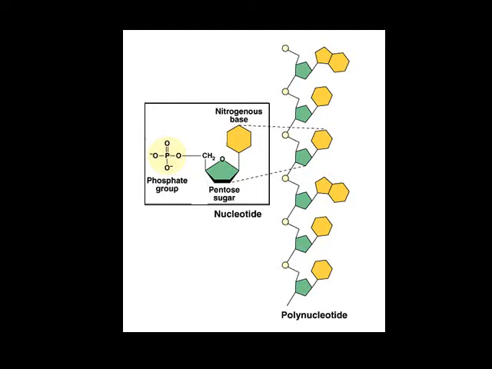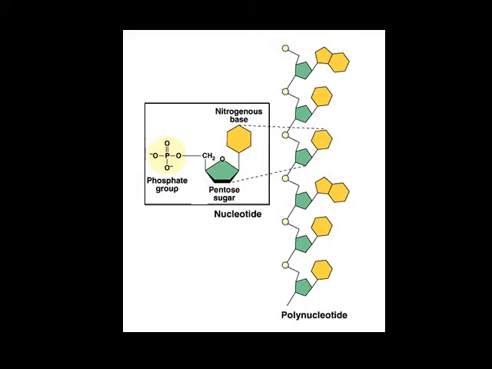Now, a nucleotide itself is made of 3 things: a sugar, a phosphate group, and a nitrogenous base. Now, the sugar is called ribose in the case of RNA and deoxyribose in the case of DNA. It's a pentose sugar, which means it contains 5 carbons. Pentose means 5 carbon sugar. The phosphate group is pretty simple, and the other component of a nucleotide is the nitrogenous base.